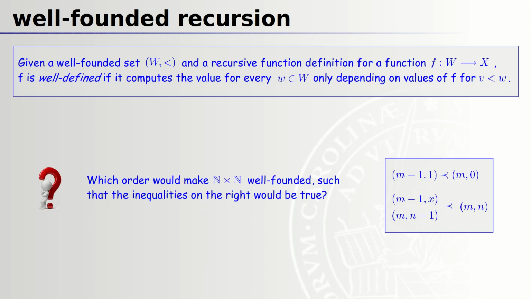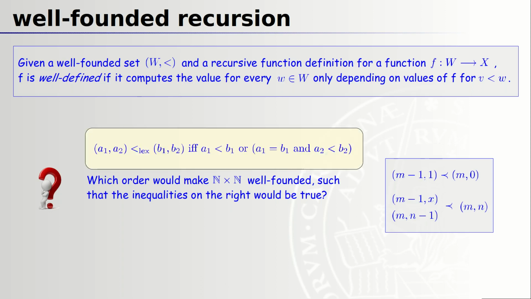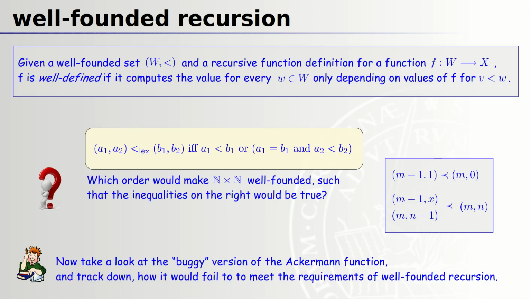So which order would make N times N squared, well-founded, and also make these inequalities true? The order less than lex, the lexicographical order we saw earlier. As an exercise, take a look at the buggy version of the Ackermann function and see how it fails to come out as well defined when analyzed by this method.